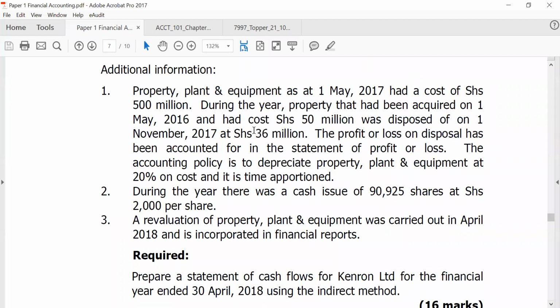everything. So we've recognized this. We are also told profit on disposal has been accounted for. So what we are going to basically do is, they have also given us something to do with, let's see if we have any additions during the period.